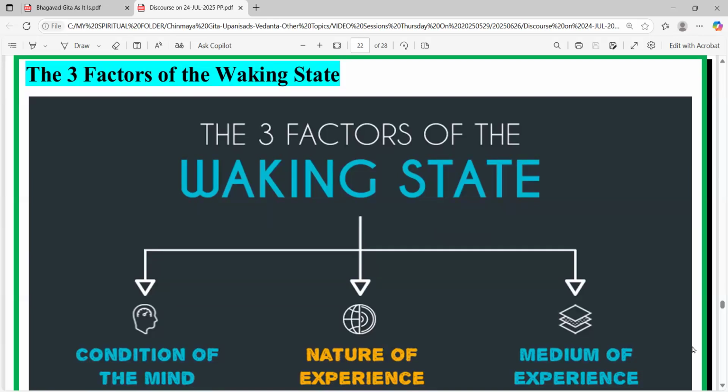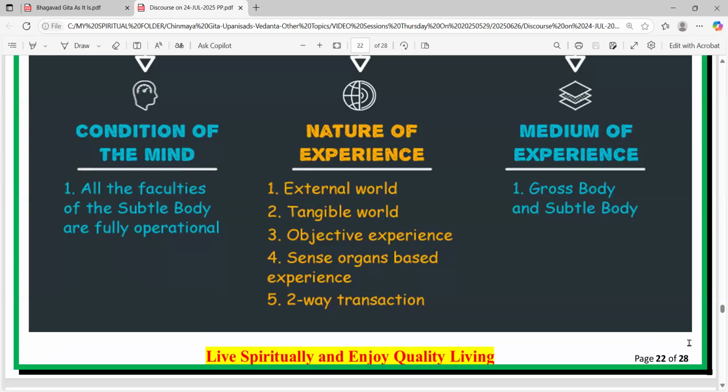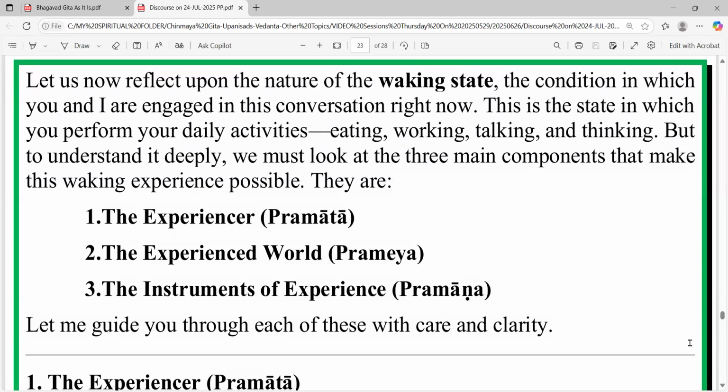The next topic is the three factors of the waking state: conditions of the mind, nature of experience, medium of experience. Let us now reflect upon the nature of the waking state, the condition in which you and I are engaged in this conversation right now. This is the state in which you perform your daily activities like eating, working, talking, and thinking. But to understand it deeply, we must look at the three main components that make this waking experience possible.